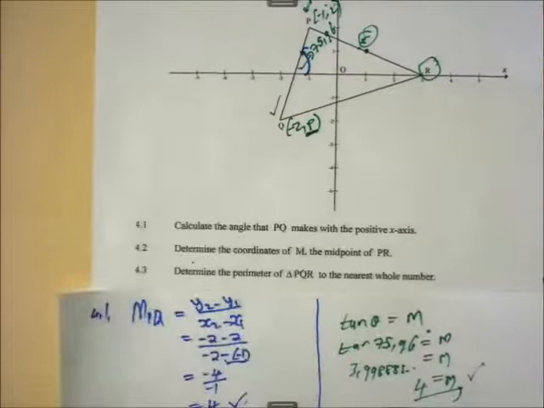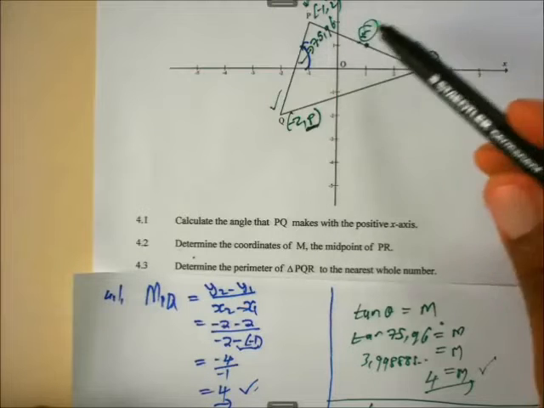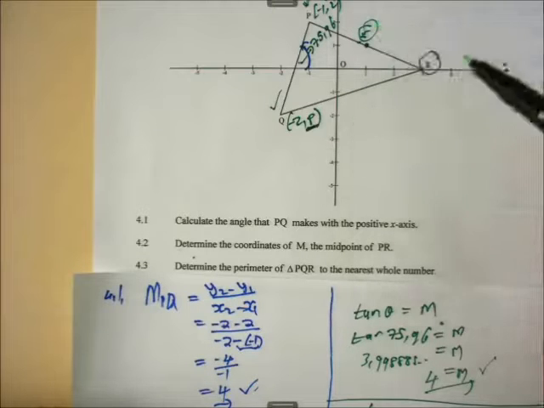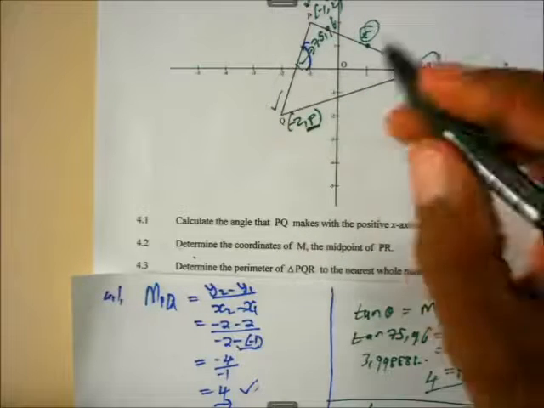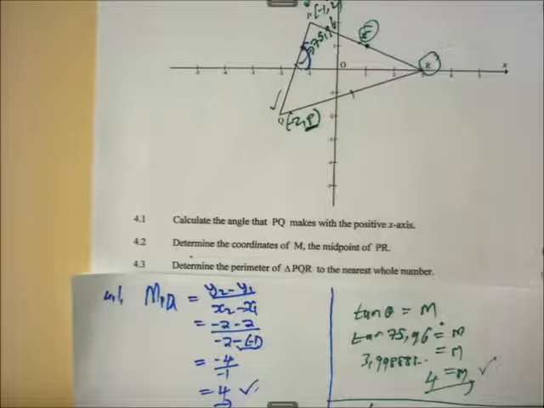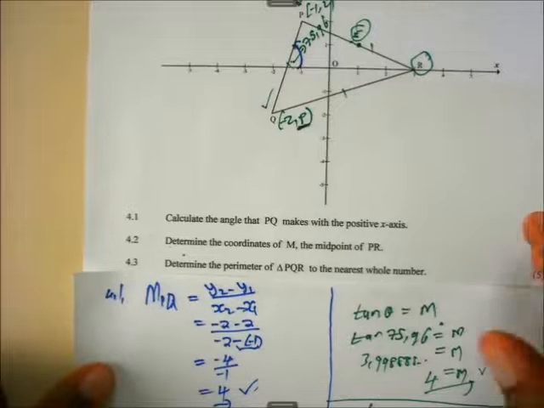Of course, what is it that we need? Immediately when you say the distance around the shape, it means we need to use the distance formula. We must have the distance of PQ, the distance of QR, as well as the distance of PR, because this is a triangle, right?